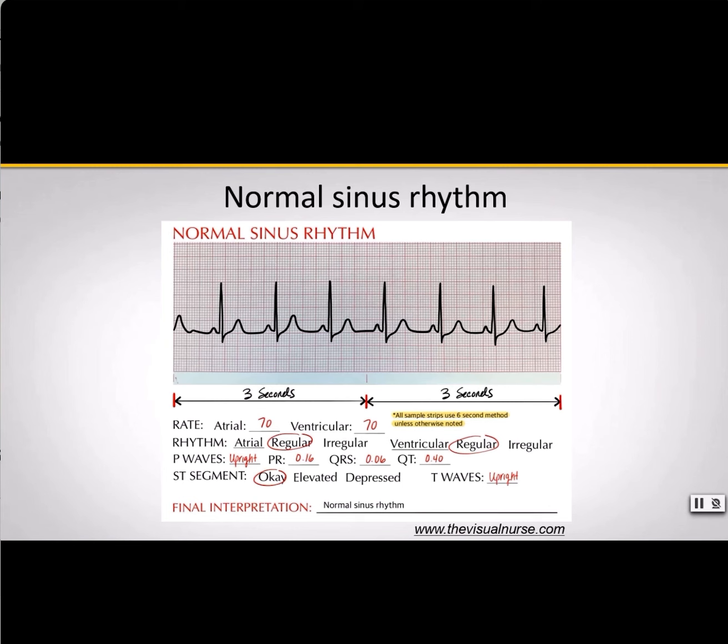The ST segments, remember, relative to the isoelectric PR interval. These ST segments are nice and tight in line. The ST segment is measured typically from the J point, or 1 small box after the J point, to the beginning of the T wave. Okay? All of our ST segments are nice and in line with our PR segment, so it's said to be okay. I don't see any elevation or depression. And finally, all of our T waves are nice and upright as they should be. So our final interpretation for this rhythm strip is a normal sinus rhythm.